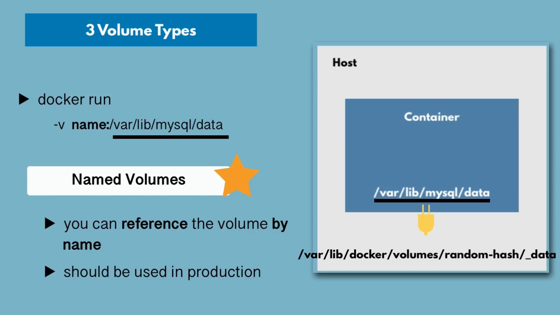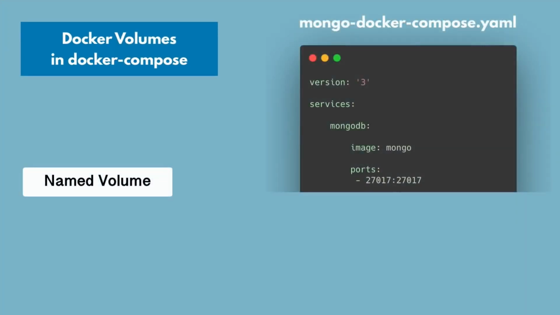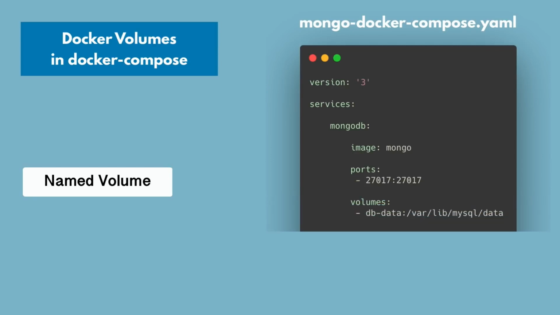Now, this showed how to create Docker volumes using docker run commands. But if you're using Docker Compose, it's actually the same. So this shows how to use volume definitions in a Docker Compose file, and this is pretty much the same as in docker run commands. So we have the volumes attribute, and underneath you define your volume definition, just like you would in this -v option. And here we use a named volume. So db-data will be the reference name. It could be anything. And /var/lib/mysql/data is the path in the container.